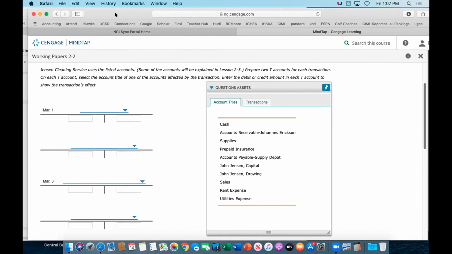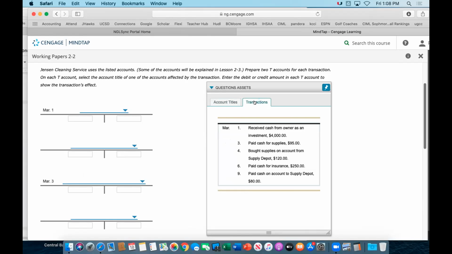You got your sheets. And what we got here says prepare 2 T accounts. These are the accounting device that helps us. If you see where I move my cursor under account titles, this is that chart of accounts they're talking about. It basically lists everything you're going to use. It says Jensen Cleaning Service, so when John Jensen invests capital, you're going to use that account. There are different expenses here, accounts receivable, accounts payable. So if you have a question, go back to this tab.